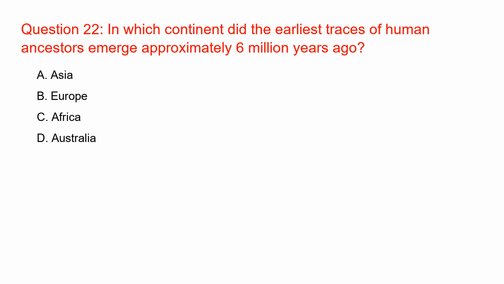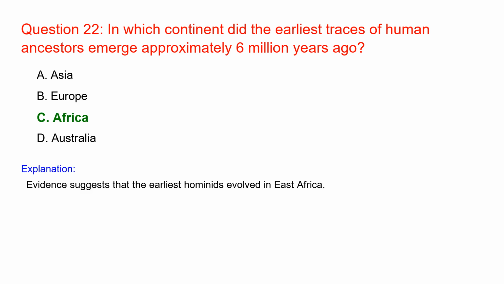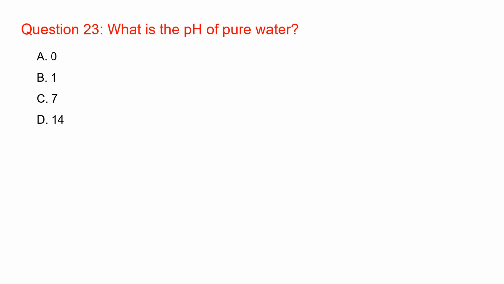In which continent did the earliest traces of human ancestors emerge approximately 6 million years ago? Africa. Evidence suggests that the earliest hominids evolved in East Africa. What is the pH of pure water? 7. Pure water is neutral and has a pH of exactly 7.